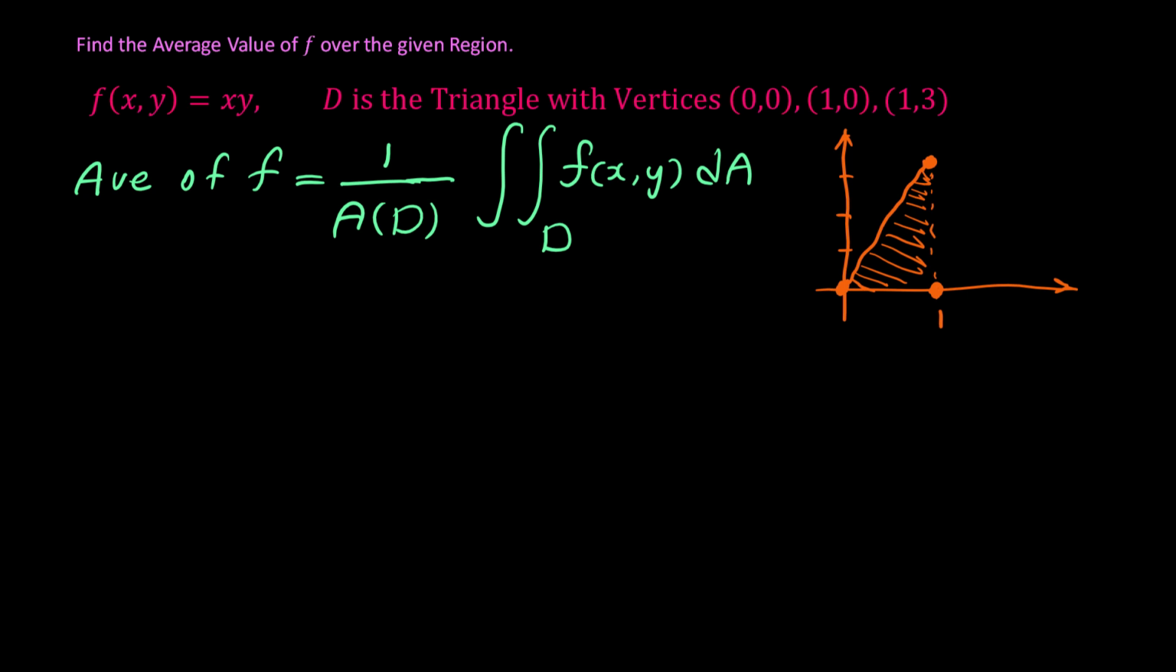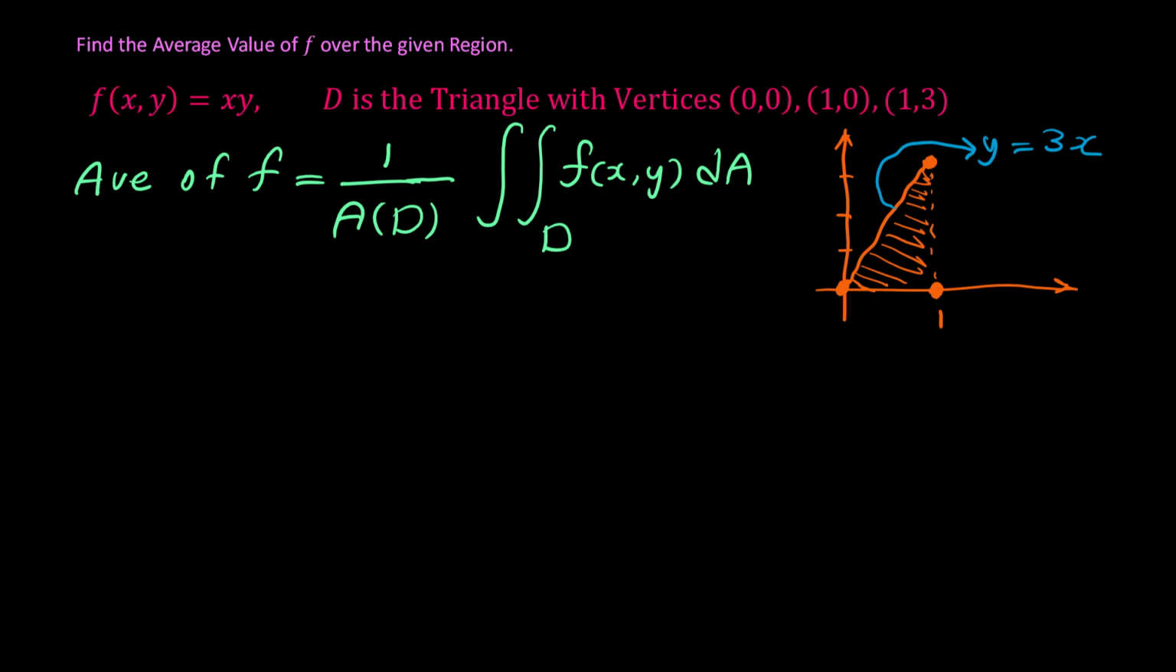It should be clear for you that the equation of this line, this side of the triangle, this point is (0, 0), this point is (1, 3). So the equation of this line is y equals 3x. Because we need to know the equation of that line to write the region for our double integral. So we need to know the equation of that side.